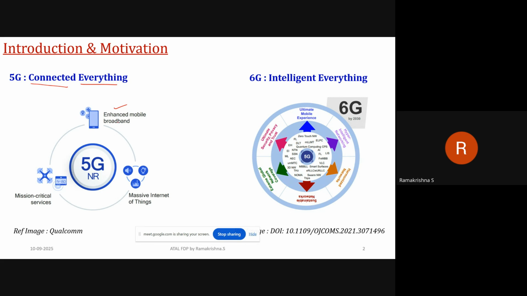This has been possible with three major KPIs in the 5G environment. That is eMBB, which is called enhanced mobile broadband. Then we have URLLC, the mission critical services, that is ultra reliable low latency communication, and also massive machine type communication, what we call mMTC. So this is one of the platforms where we are set such that we are going to have everything connected.